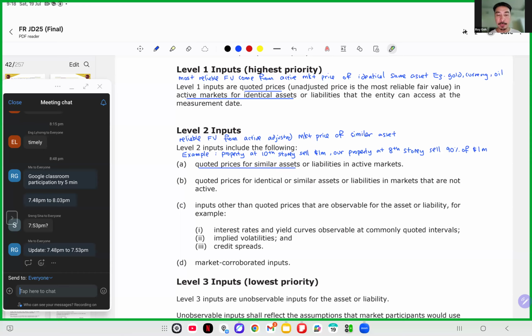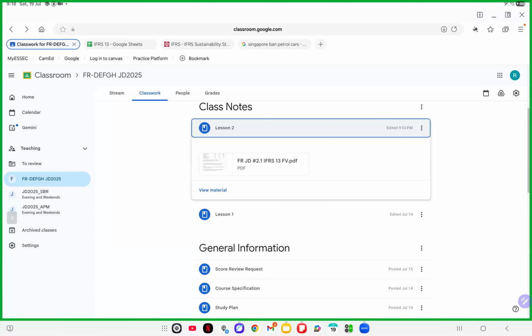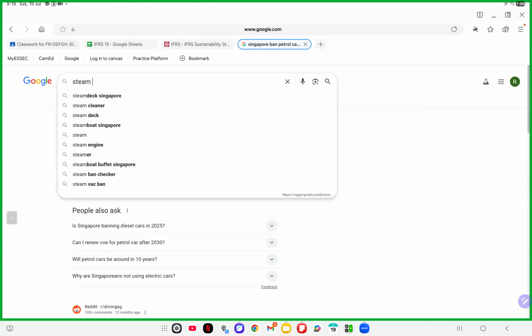Properties are never identical. See, because I teach in both Singapore and Cambodia, I always tell my students that Singapore is hot. It's not the same as Cambodia hot. Singapore is hot like when you steam a fish in a wok.